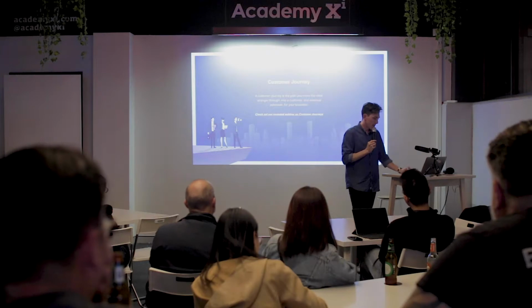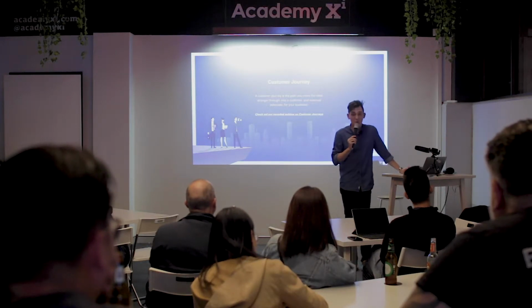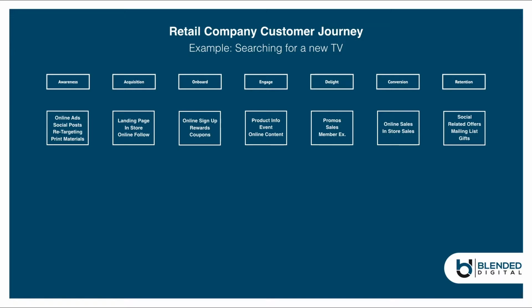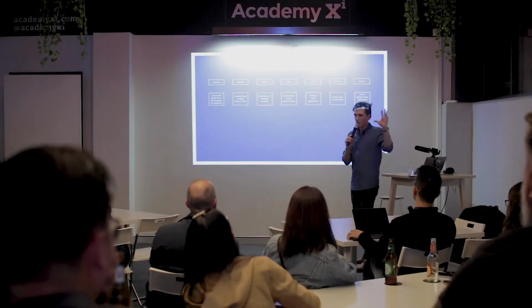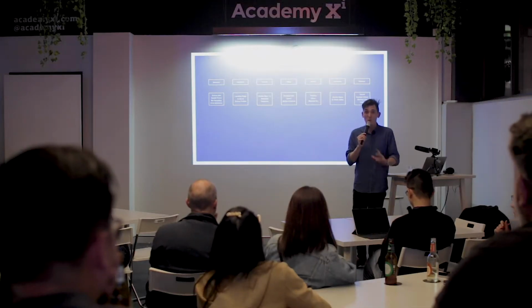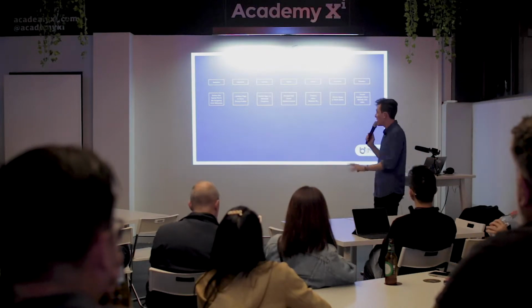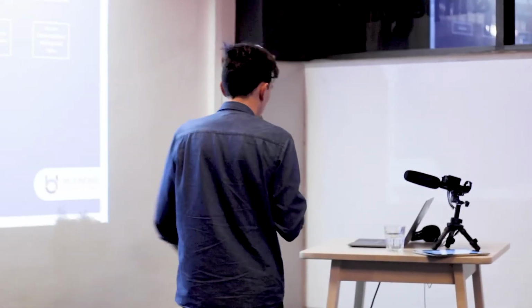So here's a very simple example of a customer journey, what it looks like kind of in black and white. This is an example of a retail company customer journey. In this case, the example is the customer searching for a new TV, okay? Obviously, with a lot of retail customer journeys, they're way more detailed and have a lot more divergent paths, but for now we're just going to keep it quite simple. So we'll move along the customer journey here.